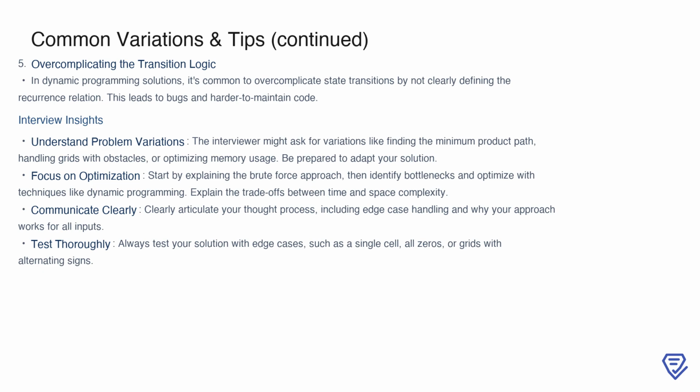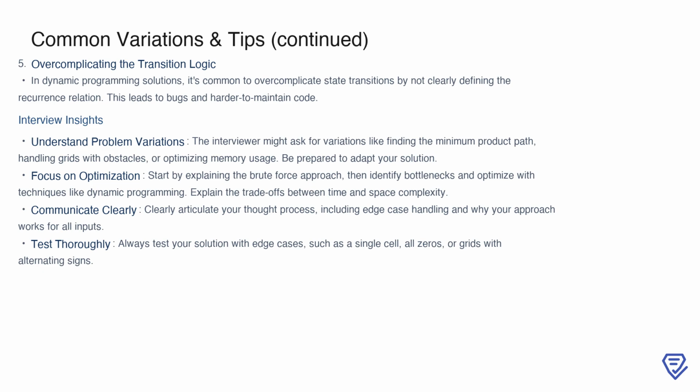Now, let's delve into more nuanced challenges and strategies. Overcomplicating the transition logic is another common hurdle, especially when implementing a dynamic programming solution. It's important to define the recurrence relation clearly and keep the state transitions as straightforward as possible to avoid introducing bugs and making your code harder to debug. Interviewers also often explore problem variations, so be prepared for requests like finding the minimum product path, navigating grids with obstacles, or even optimizing memory usage. Flexibility in adapting your solution to these variations is highly valued.